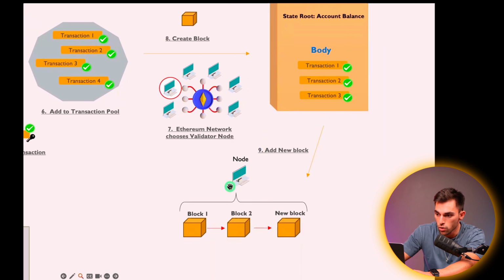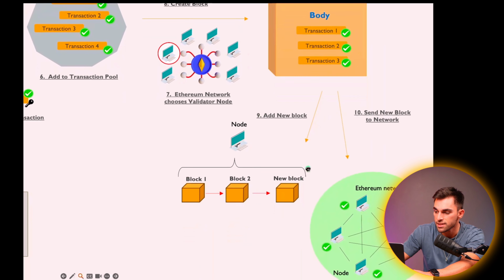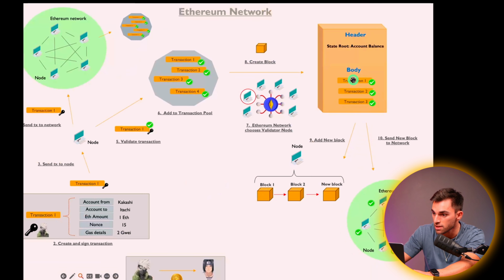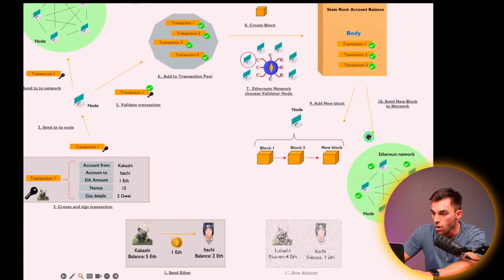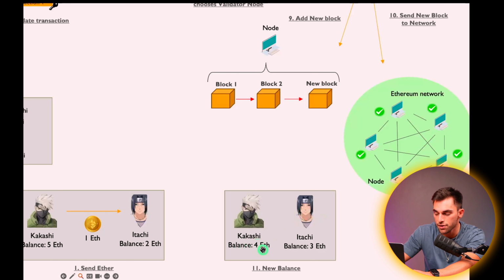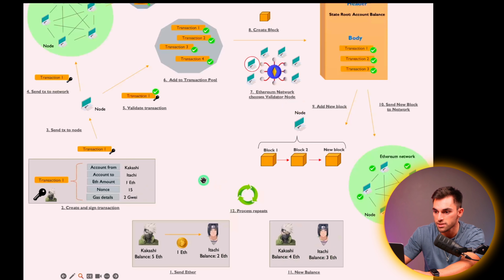Next, this node will add the new block to its blockchain. What it'll also do is send the block to the rest of the Ethereum network. So every single node in the system will go ahead and ensure that the transactions in the block are in fact valid and that the account balance or the state root based on these body changes are in fact correct. Once this is done, then the new balance will sit that Kakashi has got 4 Ethereum and Itachi has got 3 ETH. And the entire process will repeat itself.